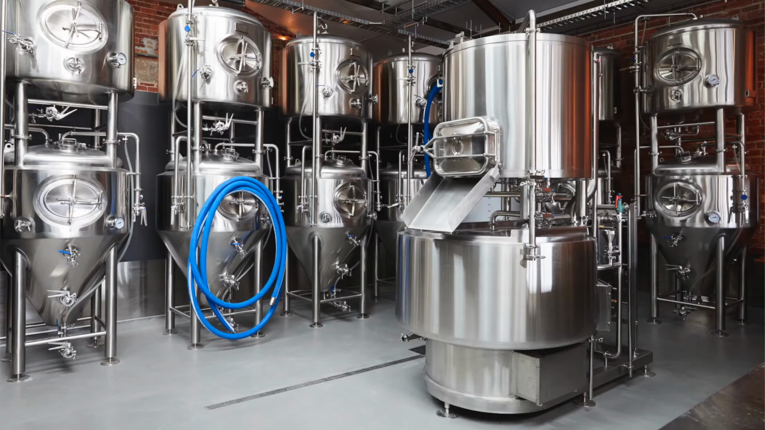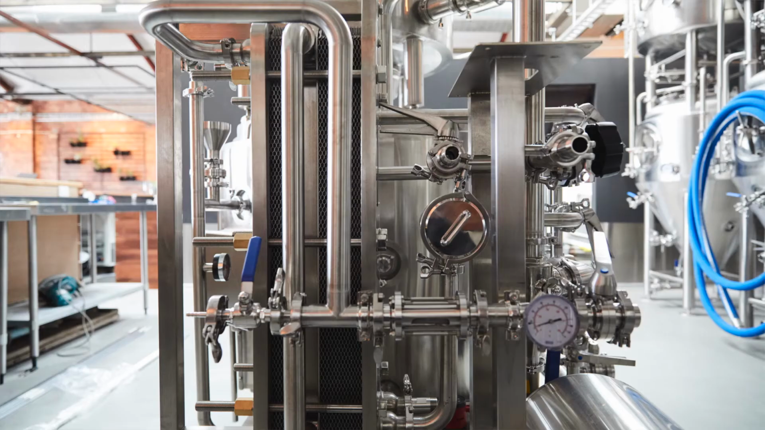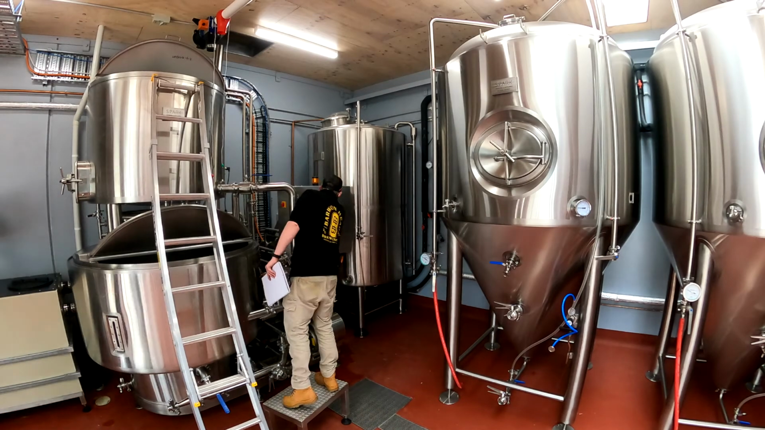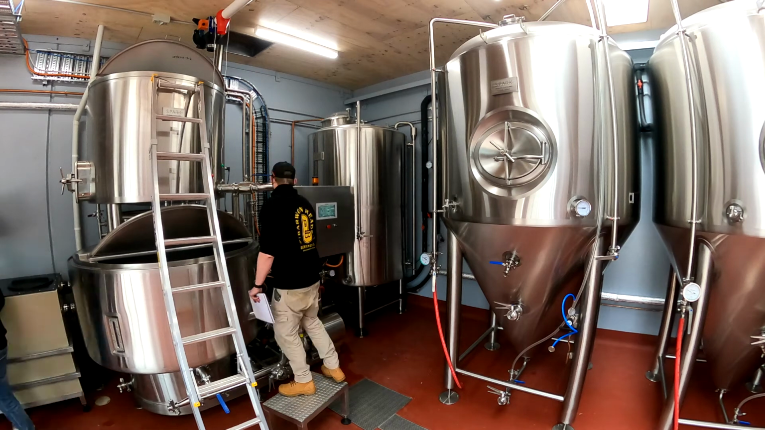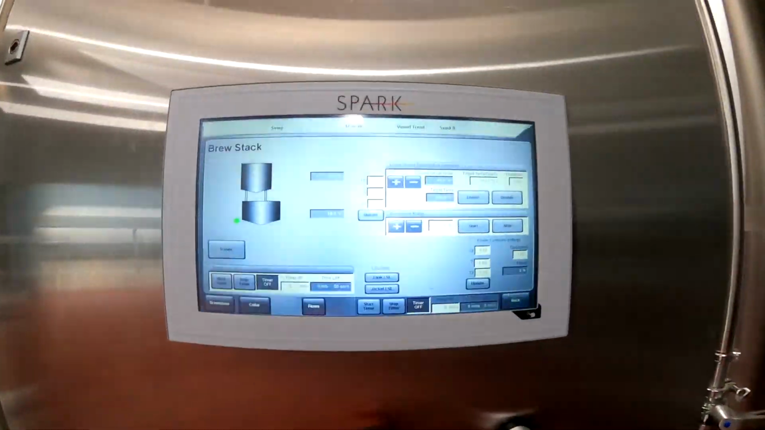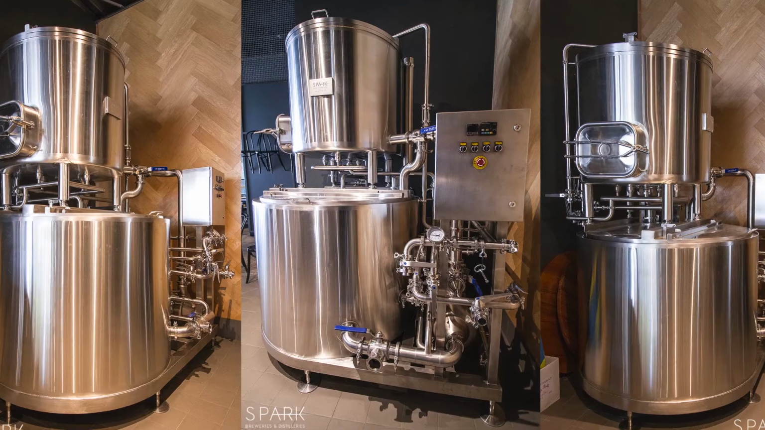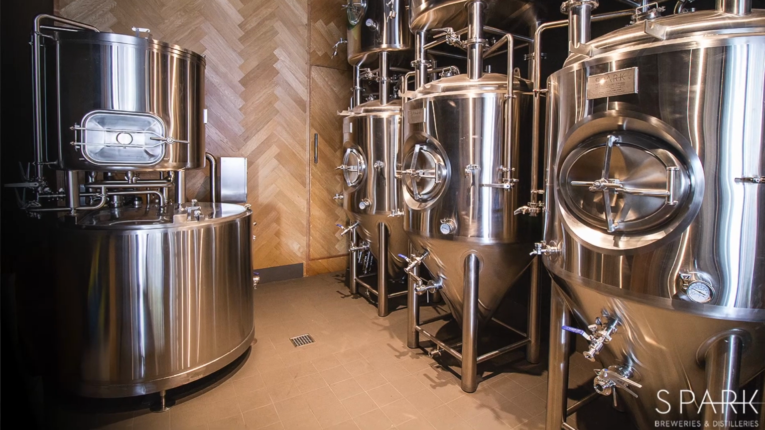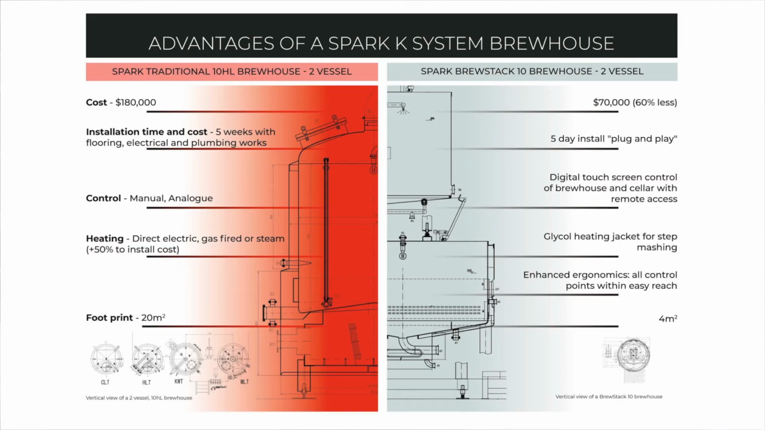The Spark Brewstack Brewhouse is Spark's unique design developed for brewing and serving on site. They provide world-class process control in a simple, compact, inexpensive plug-and-play unit. The brewing vessels are stacked in a vertical configuration, so take up half the space of a traditional brewhouse. Brewstacks come in 2, 5 and 10 hectolitre brew lengths.